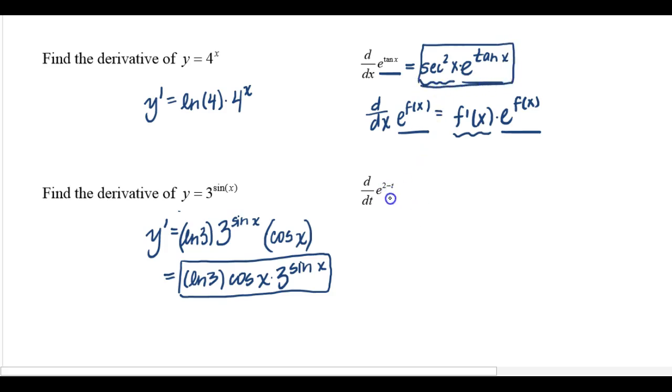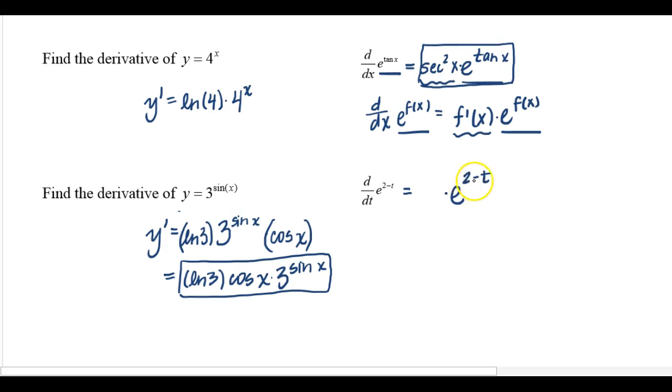And then one more example, we're changing the variable here to mix things up a little bit. I have the derivative with respect to t of e to the 2 minus t. So I have another case of e to some function, so I'm just going to repeat the whole thing. If I have e to some function, it's that exact same thing, e to the 2 minus t, but then I have to multiply by, and typically in the front, the derivative of what was in the exponent.